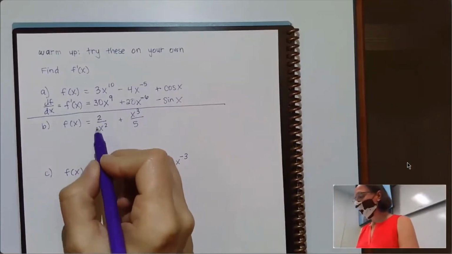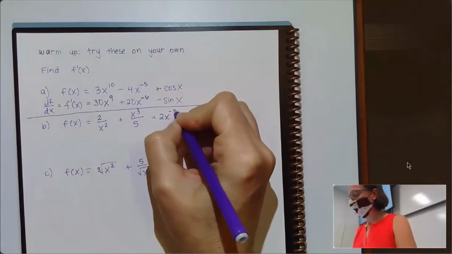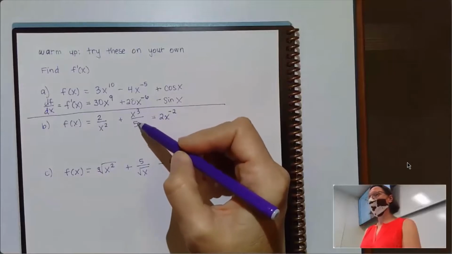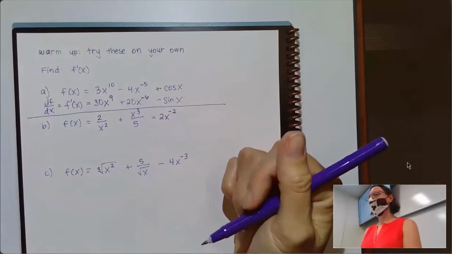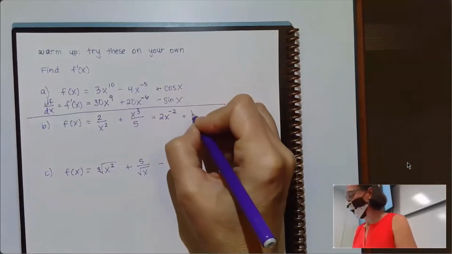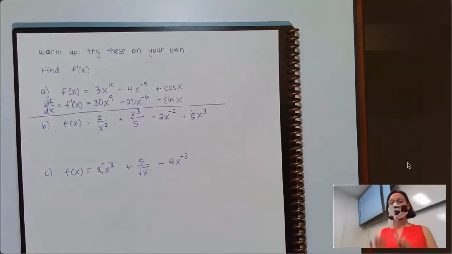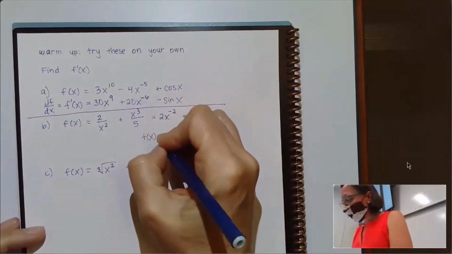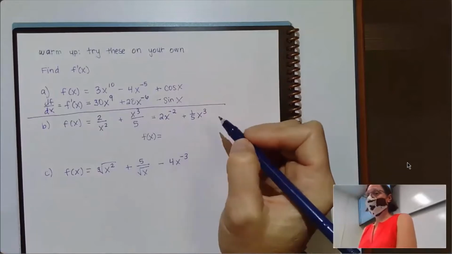That 2 over x squared, I can rewrite as 2 times x to the -2. x cubed divided by 5. Dividing by 5 is the same as multiplying by 1/5. So I would write that as 1/5 x cubed. So I haven't taken a derivative yet. All I've done is rewrite the function. By rewriting it, I've saved myself from chain rule and I can just use the power rule.